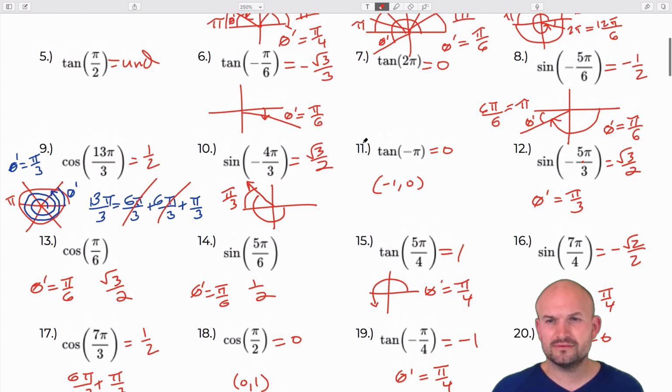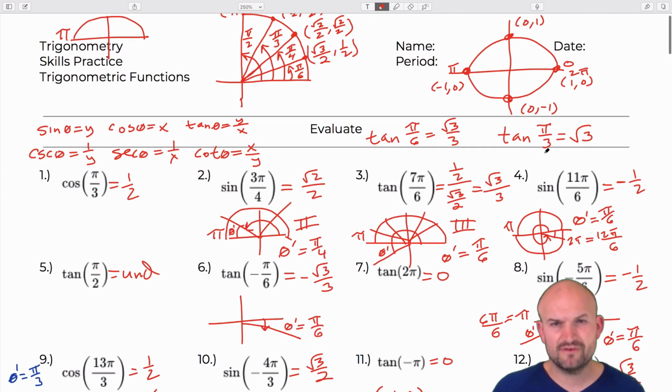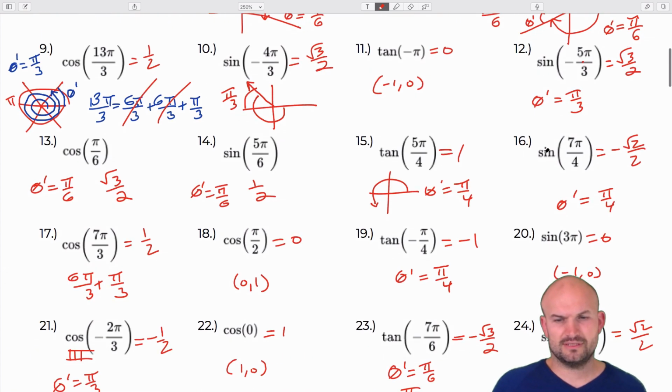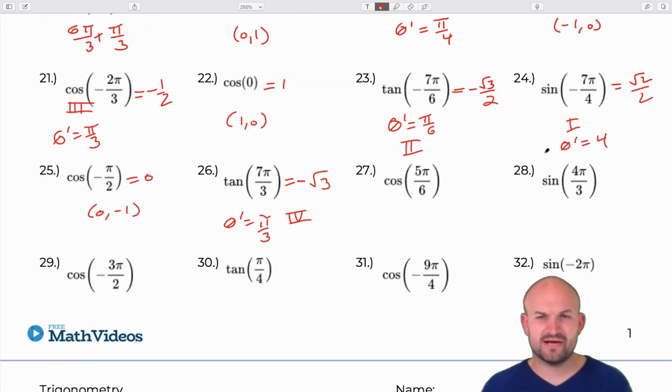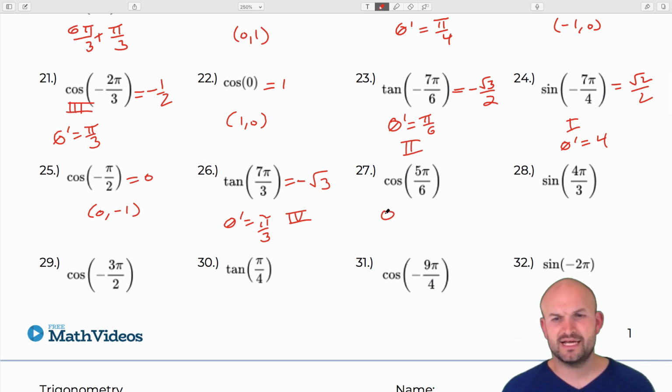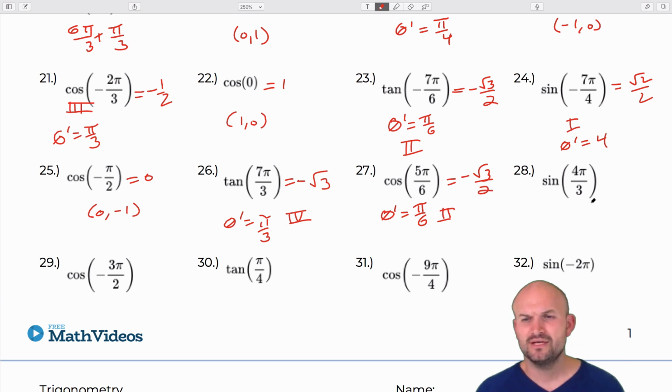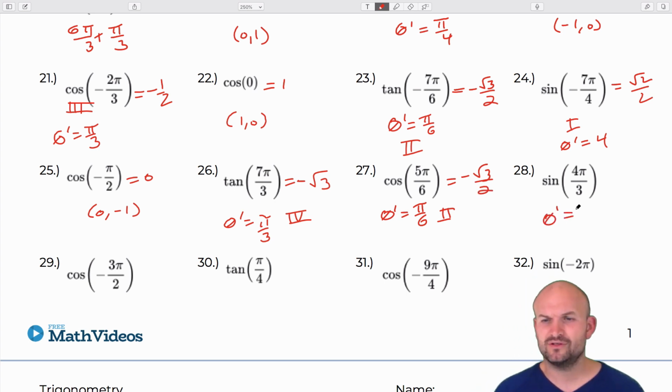I think that's right? Did I have the tangent? Pi over 3? Yeah, pi over 3. Yes, that's correct. Okay. 5 pi over 6, that has a reference angle of pi over 6, and that is in the second quadrant. So the cosine is going to, since cosine is negative in the second quadrant, that's a negative square root of 3 over 2. Sine has a reference angle of pi over 3.